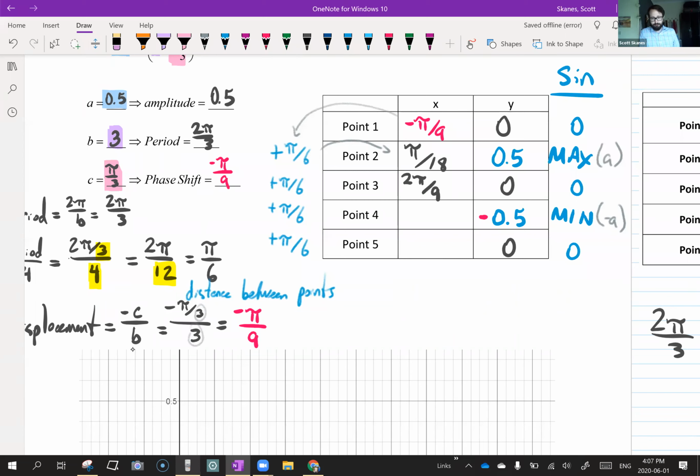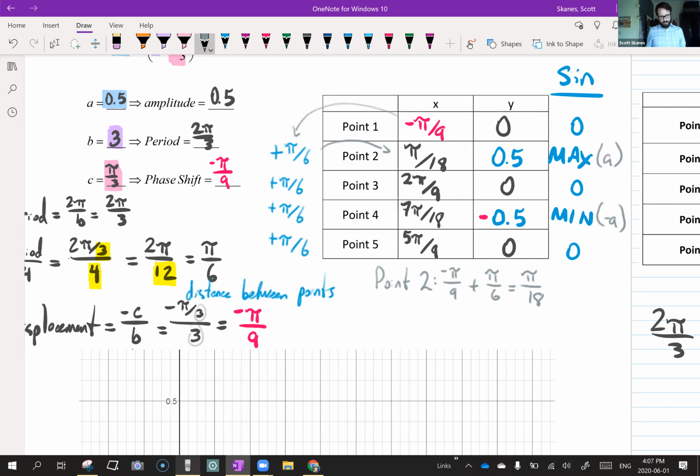Okay, what's the next one? 7 pi over 18, perfect. That's right. And then the next one is actually 5 pi over 9. So you should be able to get those yourself, all right? I'll make a little note here just so you're clear how I got 0.2, so when you look back on your notes, it's clear. I took my displacement, negative pi over 9, and I added pi over 6. And that gave me pi over 18.